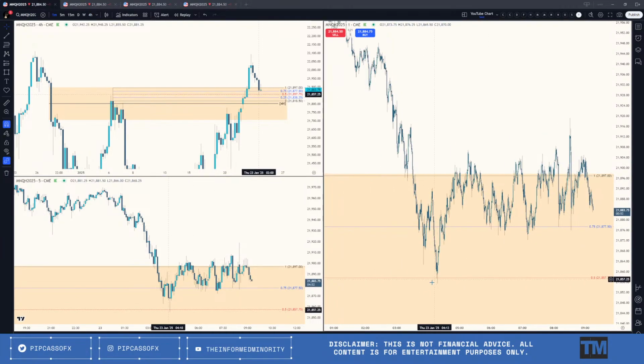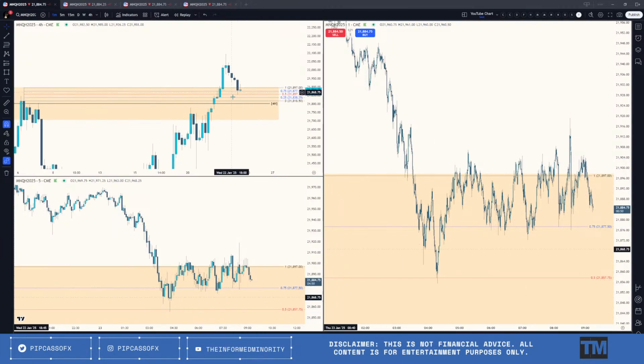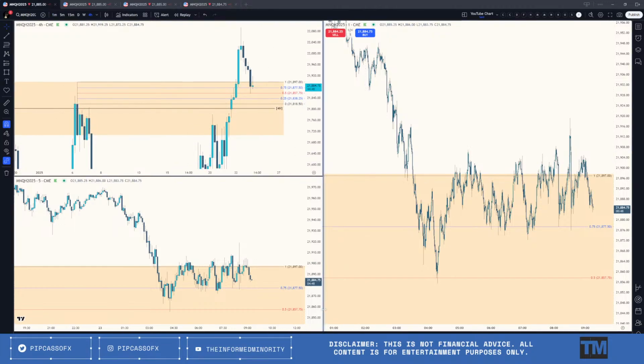Down here, we hit that, and then had shown willingness to trade higher. So I also want to note that as well. And this is what I do every day. This week, I've pretty much been using the 4-hour chart.